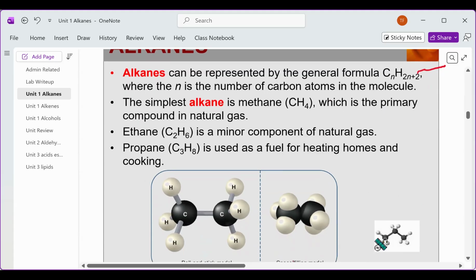Okay, so we have propane, which looks like this. Ethane looks like this. And methane looks like this, with just a dot. Methane has one carbon, so that's what the one carbon is. Ethane has two carbons. Carbon, carbon. Propane has three carbons. Carbon, carbon, carbon.